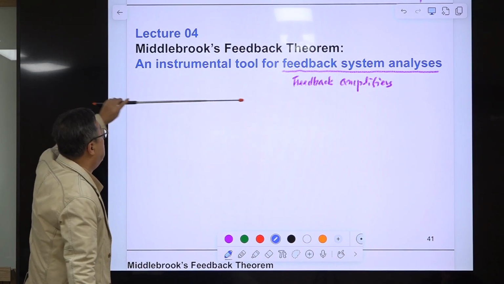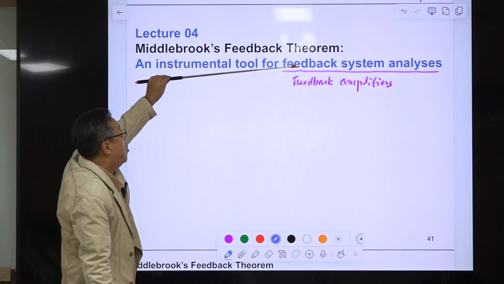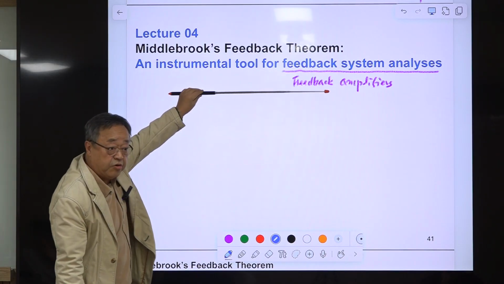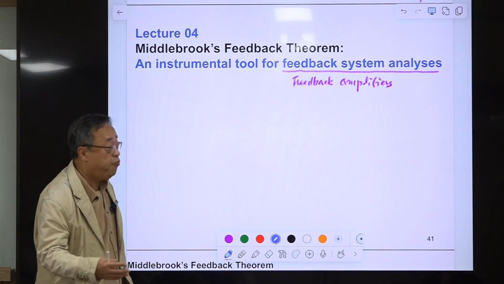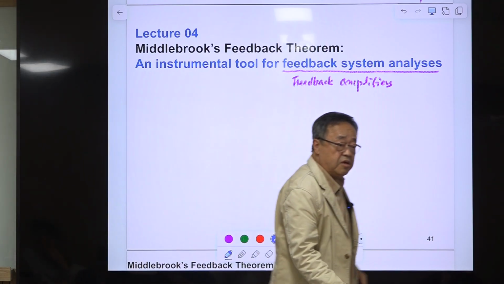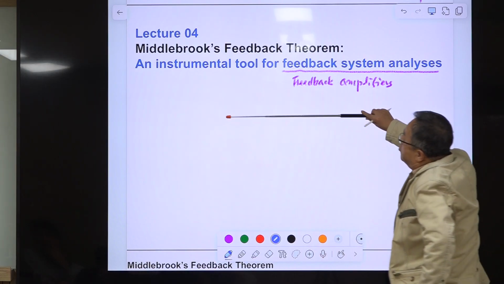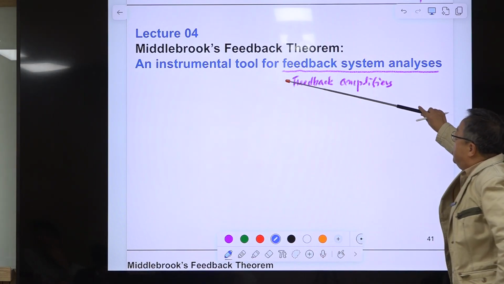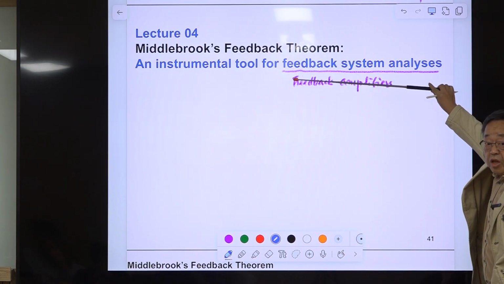Dr. Middlebrook coined the term feedback theorem. This is a very useful theorem, and this is the tool, an instrumental tool ideally suited for system, feedback system analysis.